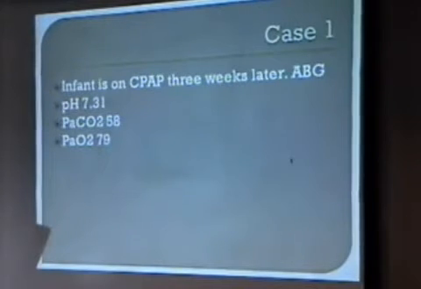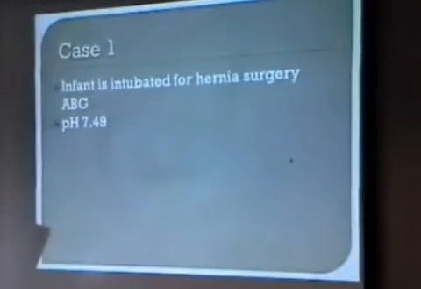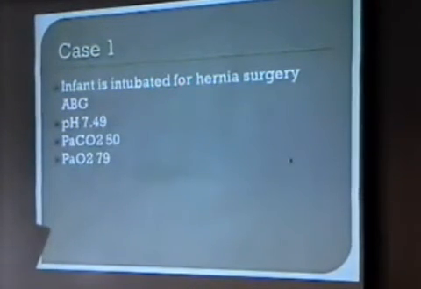So now same baby. And this shows you the importance of trending. Now he's intubated because he's going to have hernia surgery. So you put him on the ventilator. Now this is the blood gas, 7.49, PCO2 50. What do we have?